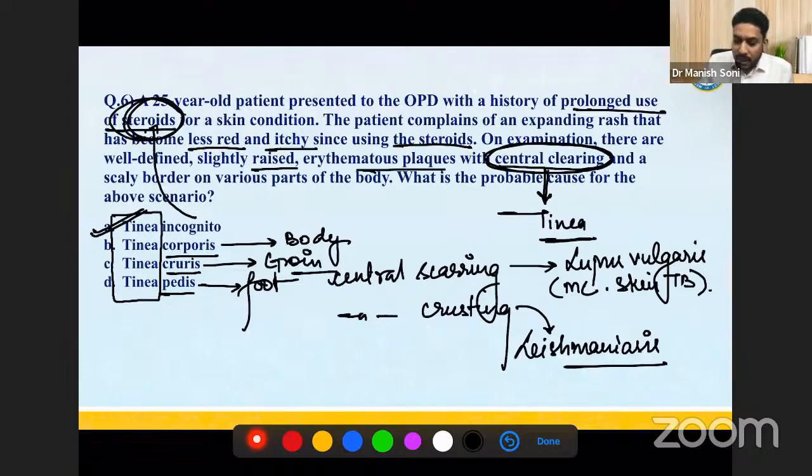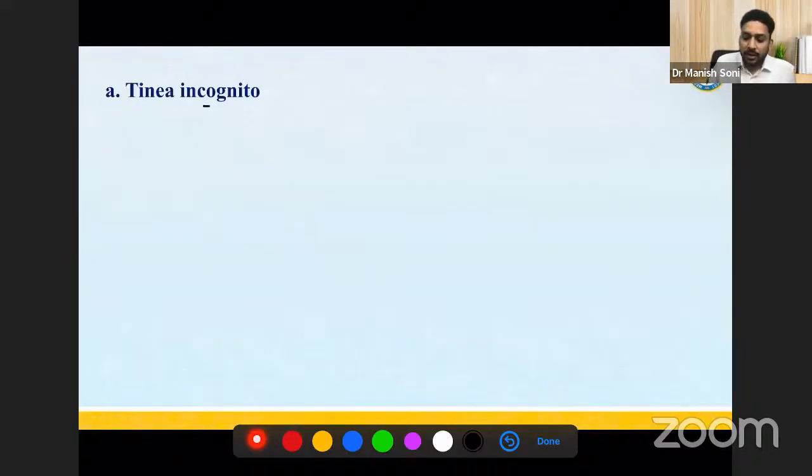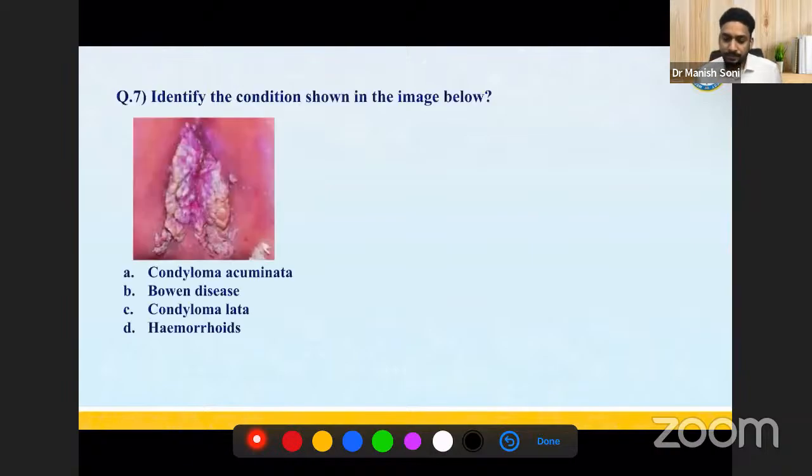Let us complete the question. And a scaly border with various parts of the body. What is the probable cause for the above scenario? So this is a case of tinea incognito. Remember, this occurs after steroid application.